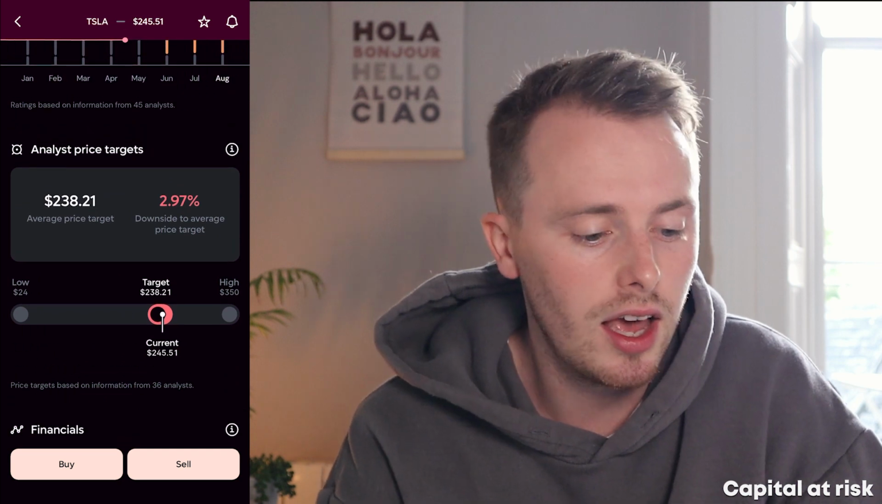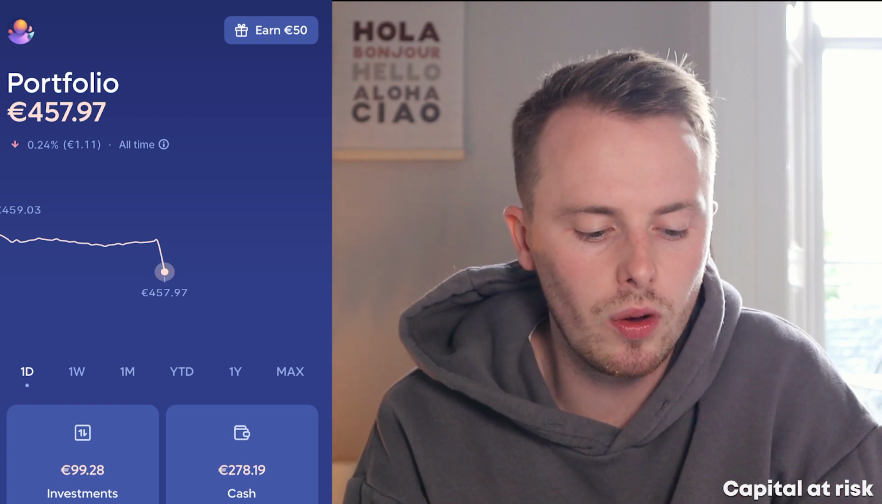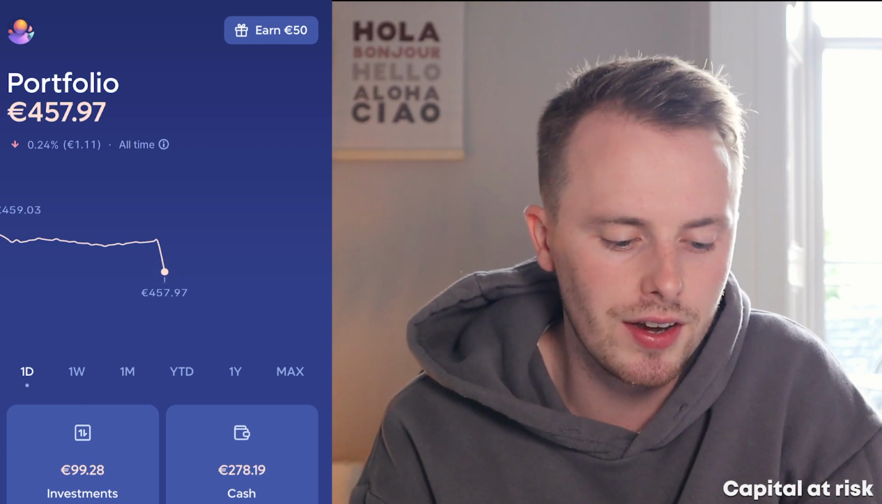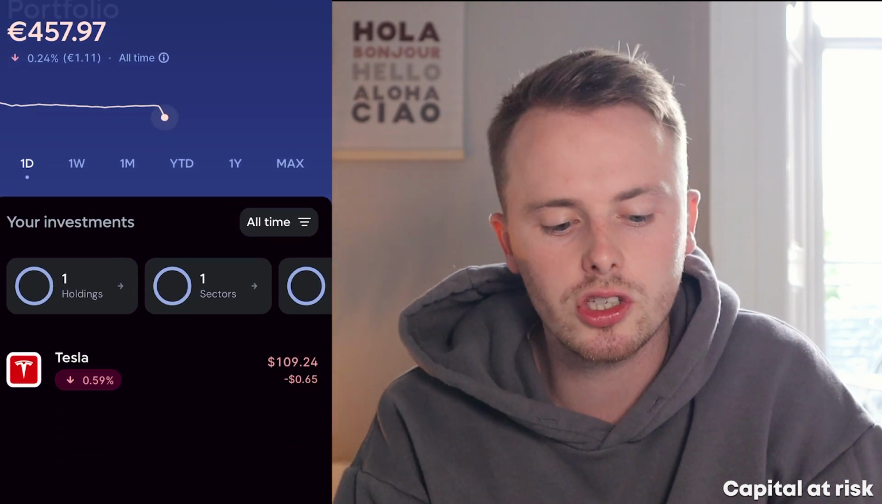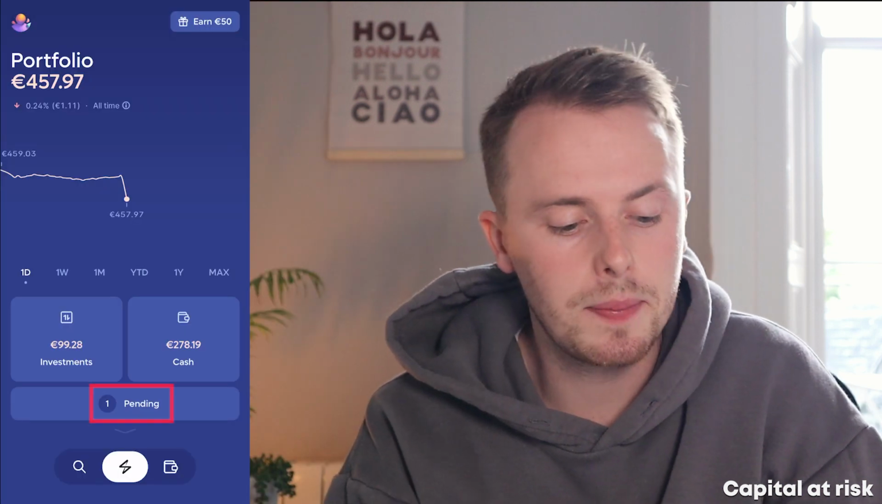Love the design here. And also the valuable analytics that they have all in one place makes it really, really handy. So if we jump back to the portfolio for a minute, let's take a look at how it looks now. You can see we have just under €100 in investments now and 278 in cash. If we scroll down, still just one position there, but it's obviously now increased to $109. And you can see it also says pending here as well.